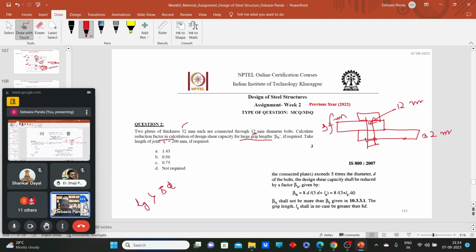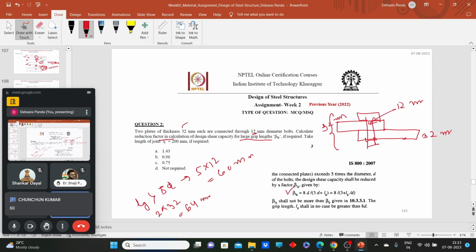So what is our LG value? 2 into 32, that means 64 mm. What is the value of 5D? 5 into 12, 60 mm. So yes, we need the reduction factor. Now calculate the value of the reduction factor. We can calculate it from here: 8D upon 3D plus LG. Now quickly calculate, take out your calculators.